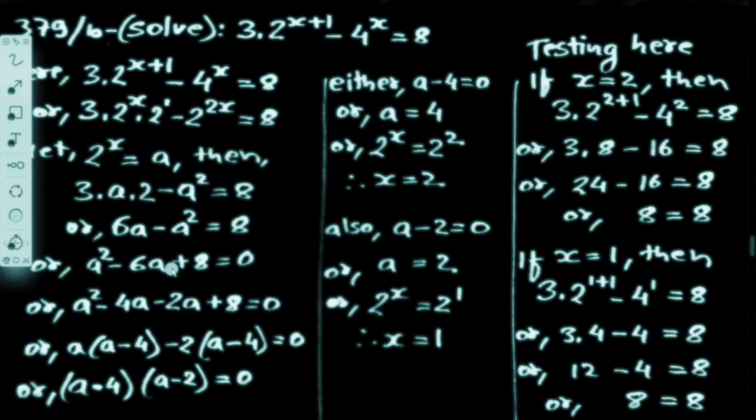Now from this expression, we should factorize to get the value of a. To help factorization, 6a should be broken into 2 parts. Now 6a is broken into 2 parts, that is 4a and 2a. 4a and 2a means 6a. It comes a squared minus 4a minus 2a plus 8 equals 0. Or a into a minus 4 minus 2 into a minus 4 equals 0.